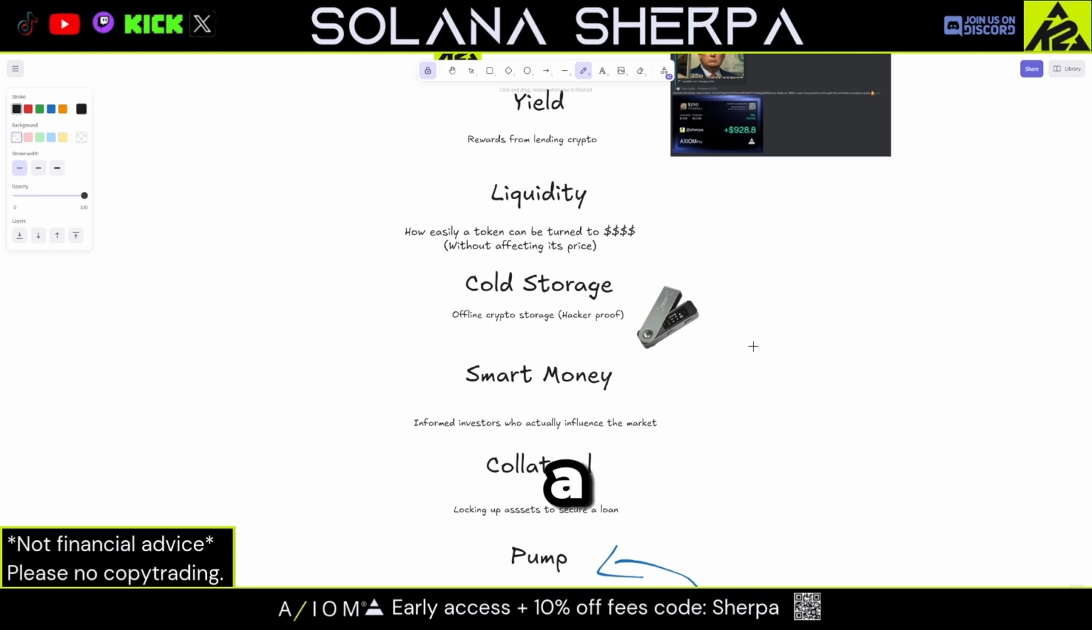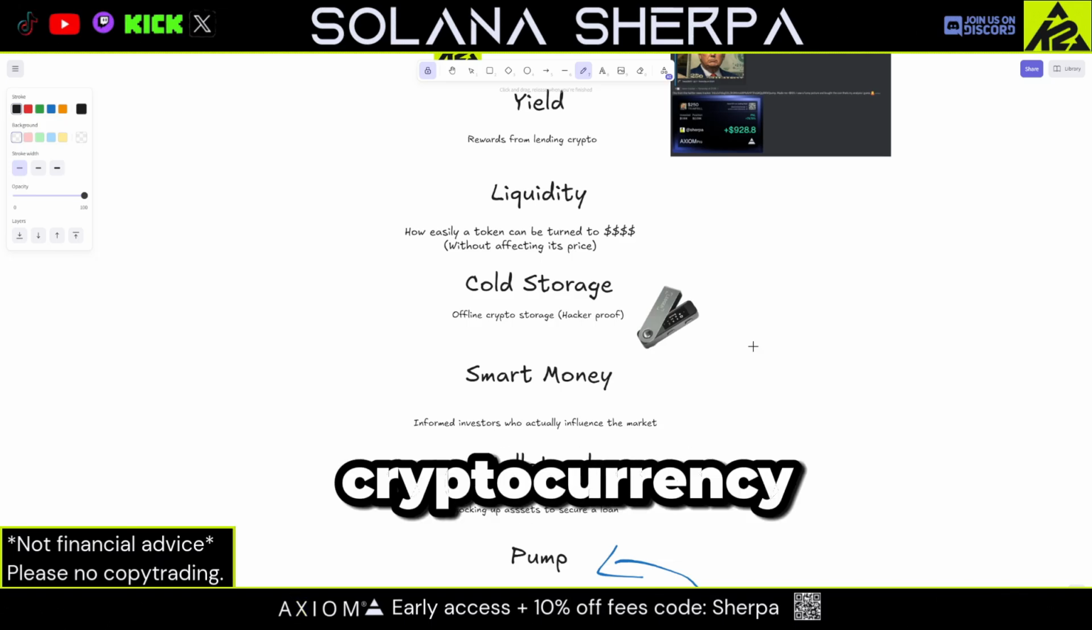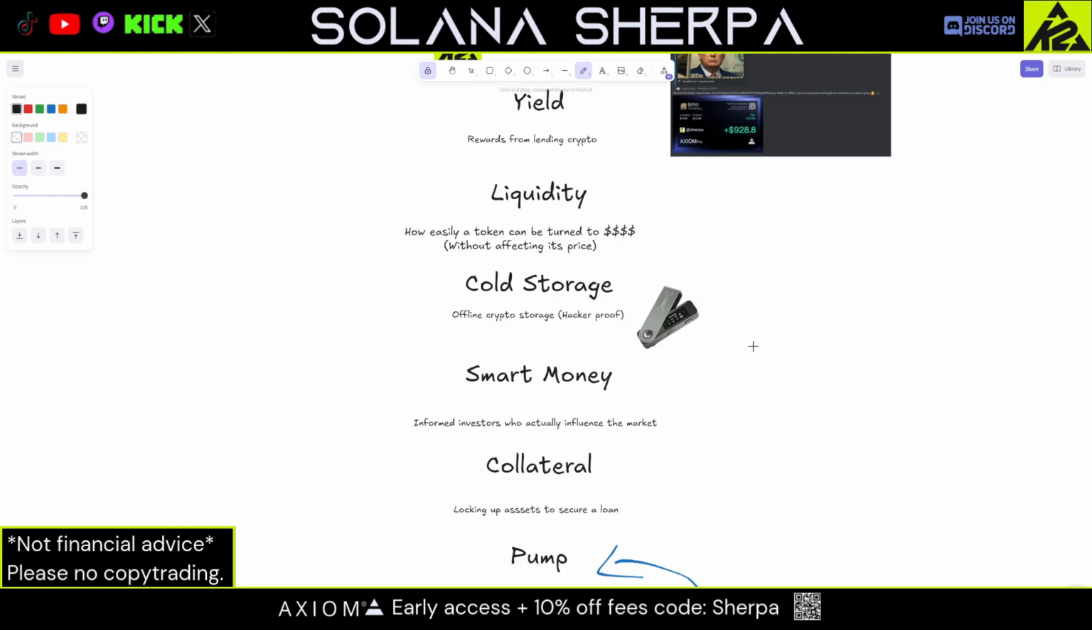Cold storage is just a physical wallet for your cryptocurrency. This just makes it a lot harder for hackers to get into it because it's not connected to the internet. How are they supposed to get into it? Cold storage is a physical, offline crypto storage, which is pretty much hacker-proof because it's never connected to the internet.